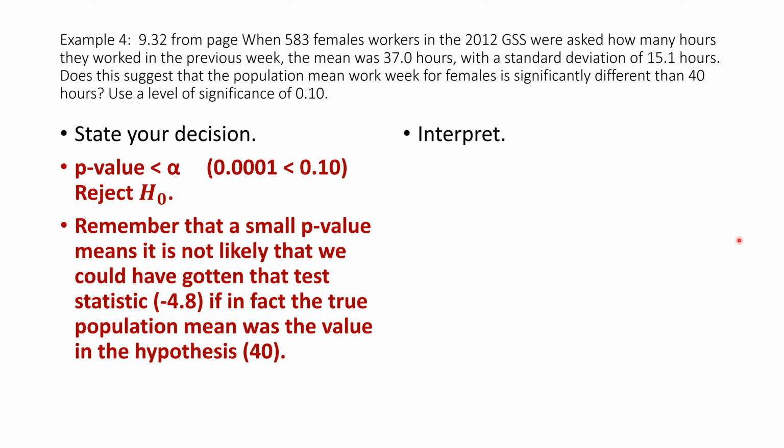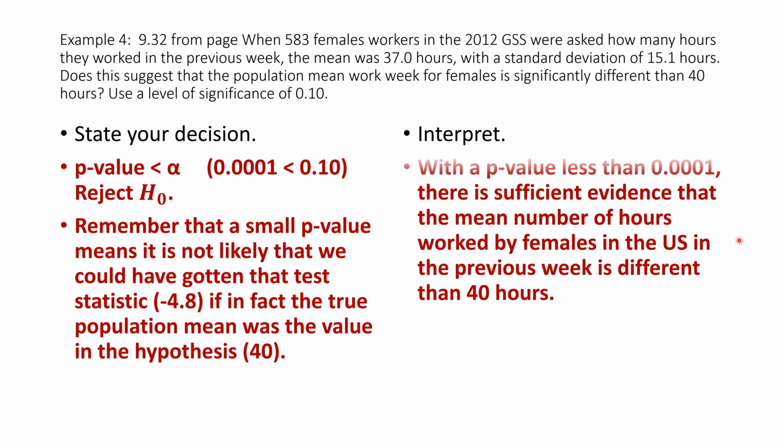So since the p-value is less than the level of significance 0.1, we reject the null hypothesis. Remember that a small p-value means it is not likely that we could have gotten that test statistic, negative 4.8, if in fact the true population mean was the value in the hypothesis, 40. The correct interpretation will be: with a p-value less than 0.001, there is sufficient evidence that the mean number of hours worked by females in the United States in the previous week is different than 40 hours.